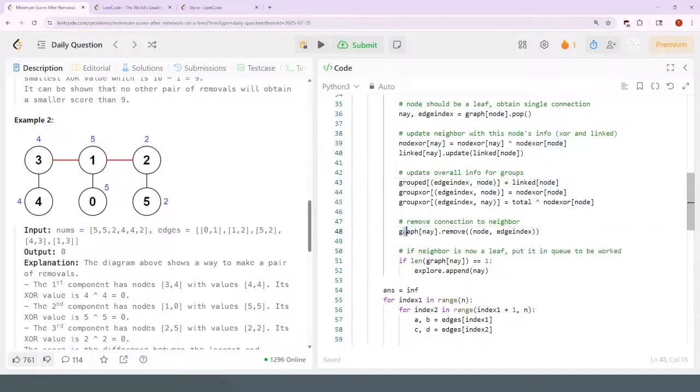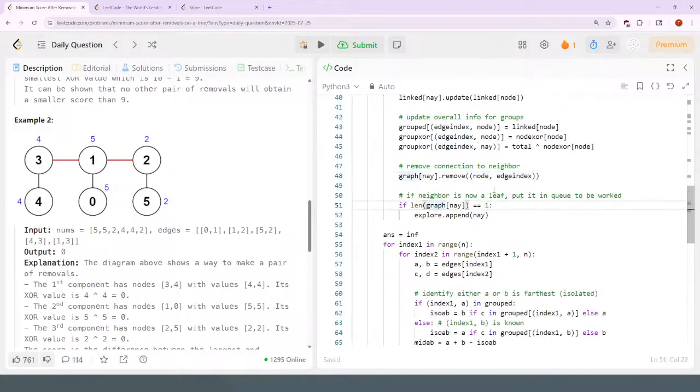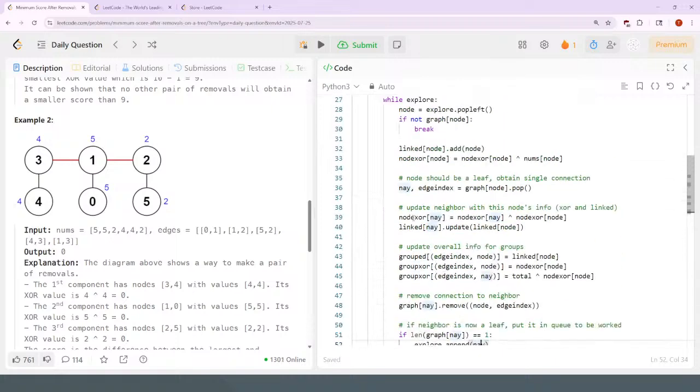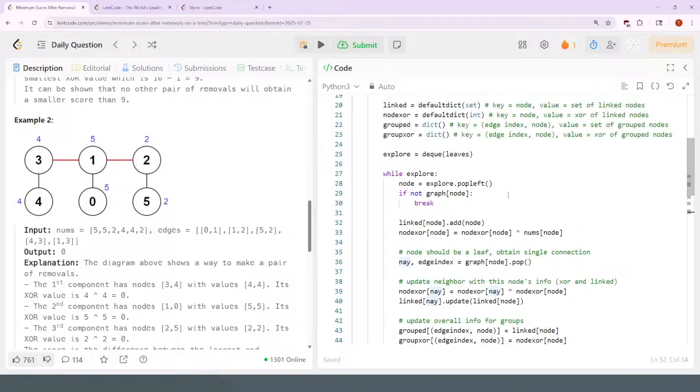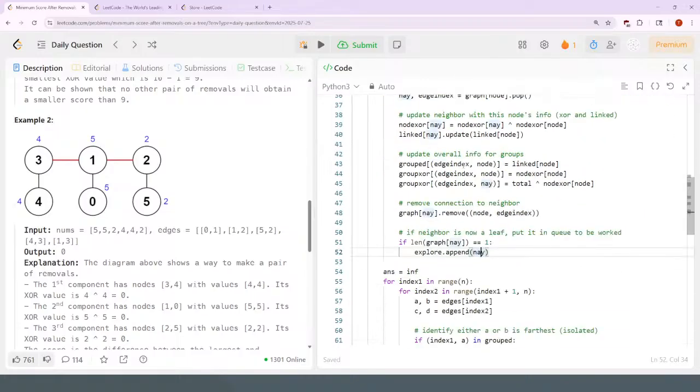Anyways, after that, you remove the connection to the neighbor. So graph of neighbor, remove from the set of neighbors for it, this node and this edge index. And if the neighbor is now a leaf, put it in the queue. So if the length of the graph of neighbor is 1, the double-ended queue is going to append the neighbor. That loops, that's going to process all the nodes up to the point where the last node.